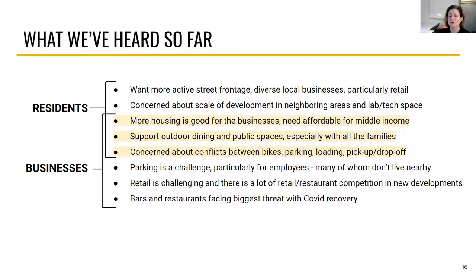There is concern about all the development that's happening outside of our borders in Somerville, what that means, particularly if it's office and lab, for housing affordability. If we do have development on the Cambridge corridor, there is a preference for housing, but it should be affordable. And people particularly talked about the need for affordability in the middle income range.